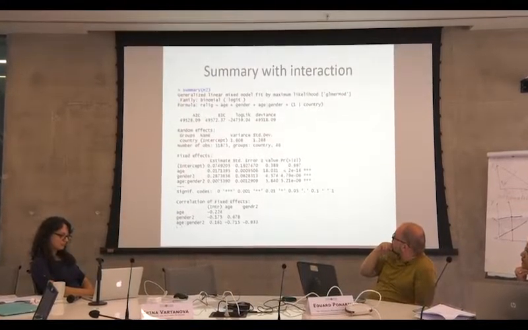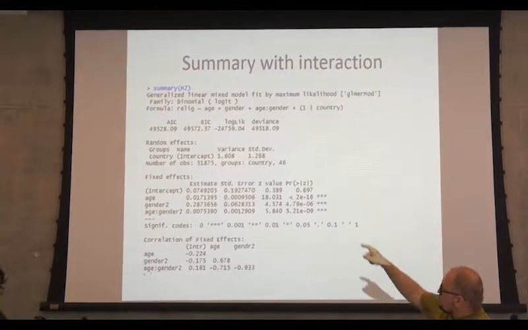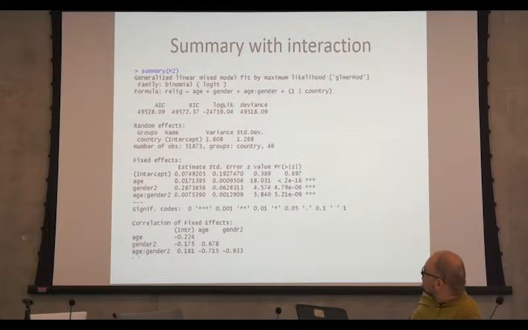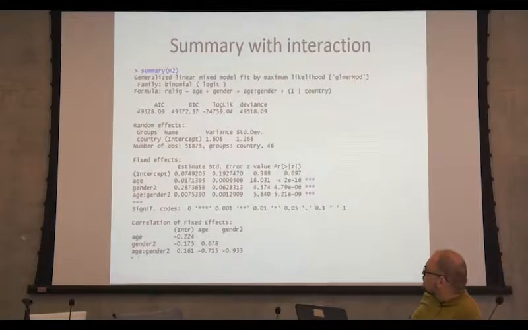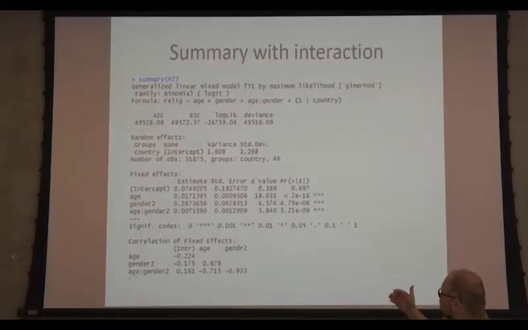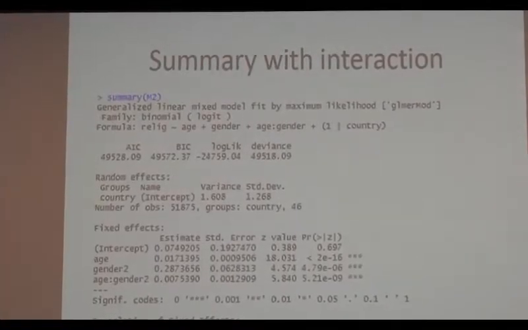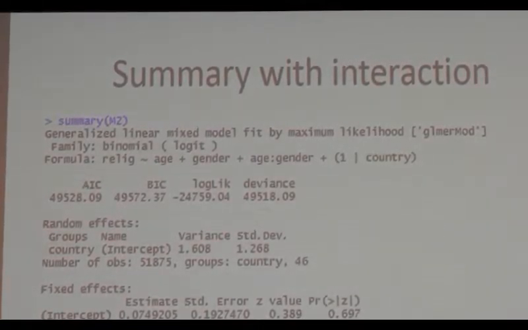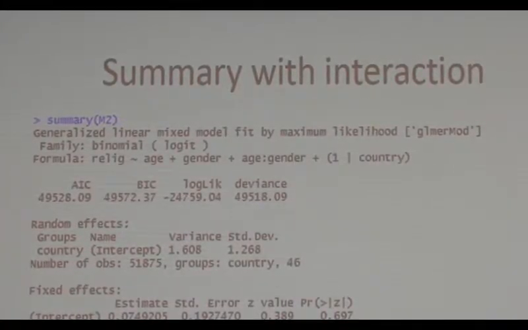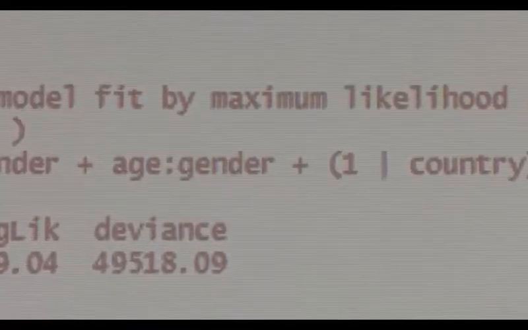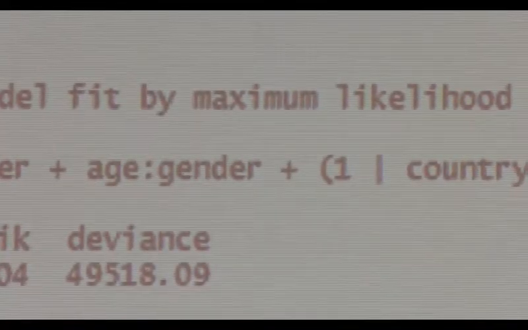So summary again gives you a more copious output. Let's look at the fixed effects. Random effects come first, but I always like to start with fixed effects. So again, we see the main effect of age is still positive and significant, meaning that older people are more religious. The effect of gender, and this is female, is also positive and significant, meaning that women are more religious. And then the interaction effect is positive and also significant, which means that with age, women get more religious compared to men. So the change in the religiosity for women is greater with age than for men.